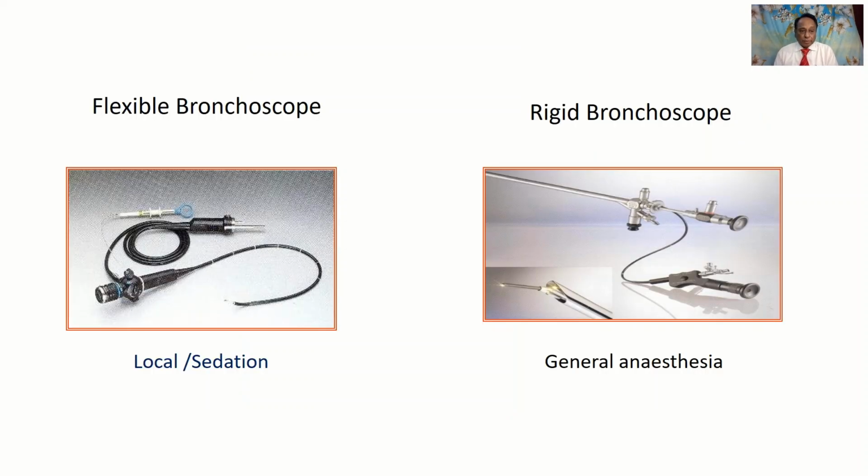There are two types of bronchoscopes. One is the flexible, one is the rigid. Our practice is mainly flexible bronchoscopy. You should also know something about the rigid bronchoscope, and the most important difference between these two is that flexible bronchoscopy can be done under local anesthesia with or without sedation, whereas rigid bronchoscopy always requires general anesthesia.